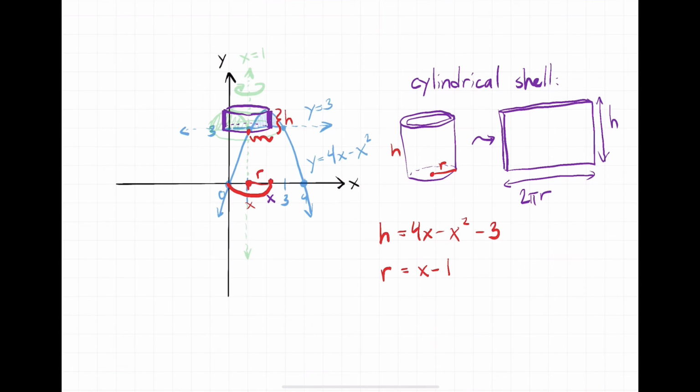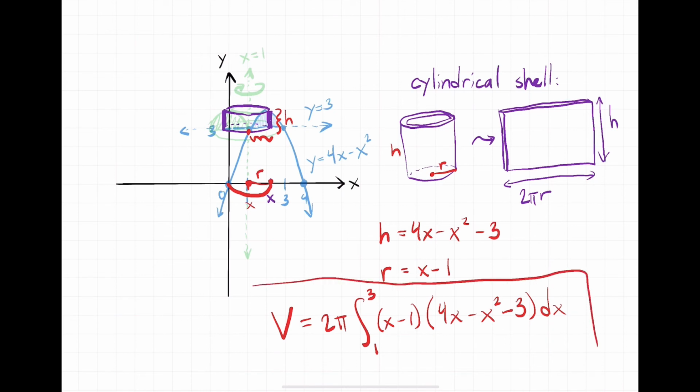So we can put together our volume formula by saying that our volume equals 2 pi times the integral of r h. Our r is x minus 1, you put that in parentheses, times our h, which is 4x minus x squared minus 3, times the thickness of the shell, which is dx, and our bounds are the same. The bounds still go from 1 to 3. This is our new volume formula.